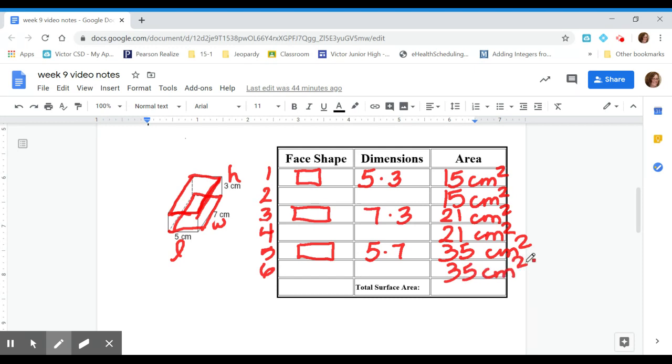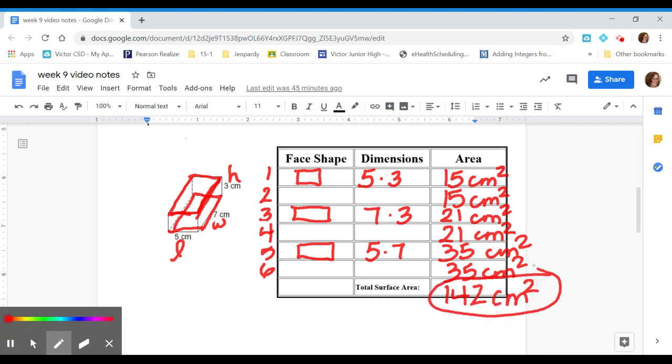So take a second, pause your video, and add up all the areas to get your total surface area. When you add them all up, you should get 142 centimeters squared.